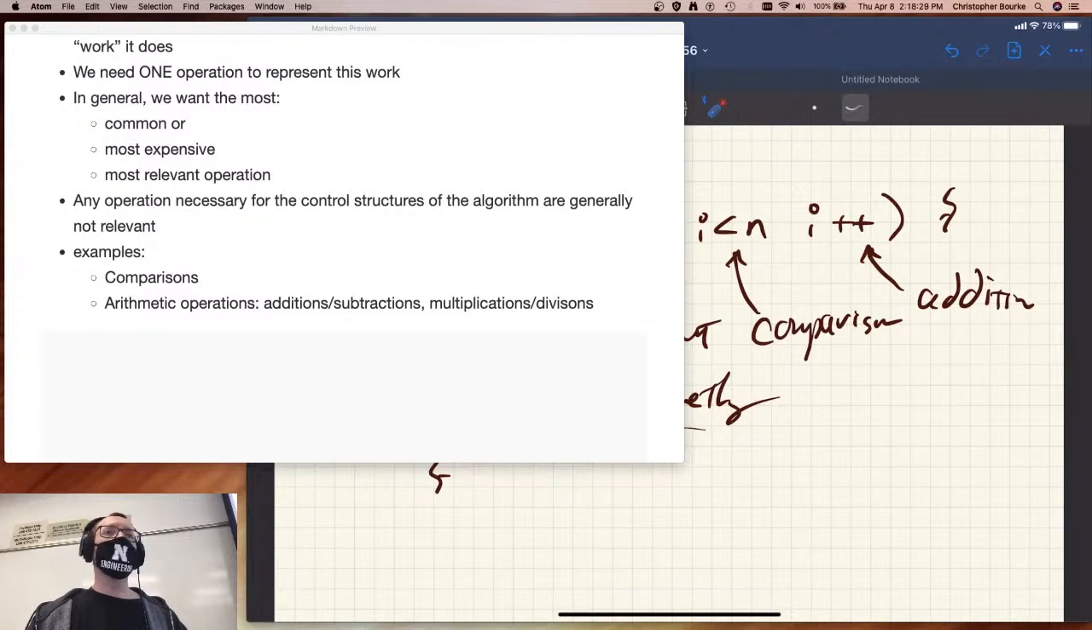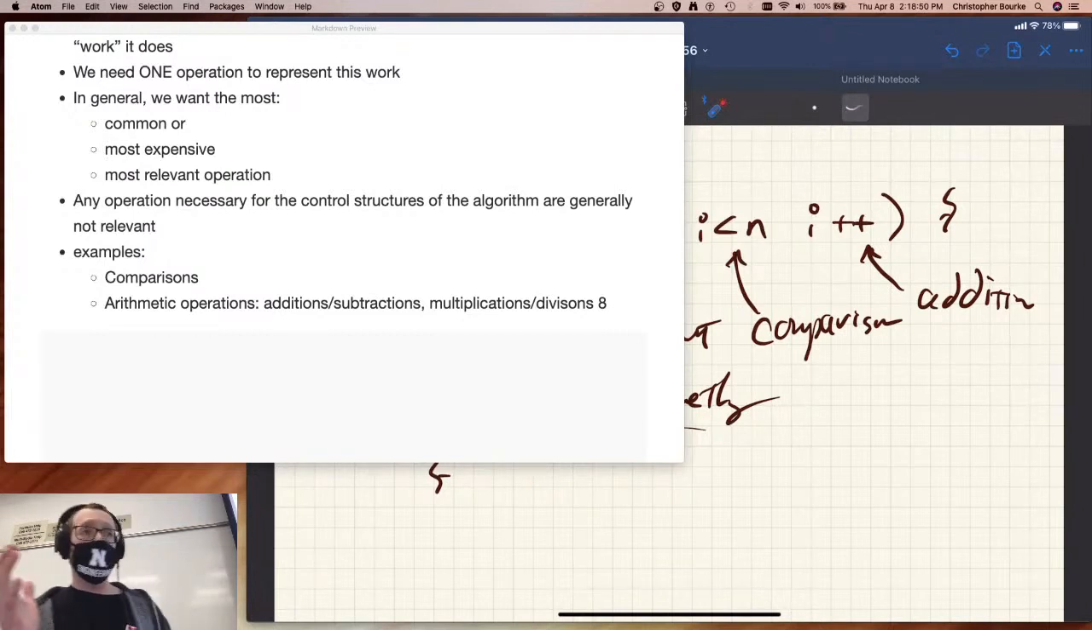Probably multiplications, because multiplications are just simply iterated additions. 5 times 10, you add 5 10 times, or you add 10 5 times, right? Whichever way you want to look at it. But if you had to choose just one, wouldn't you choose addition?